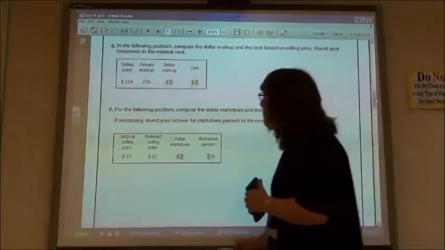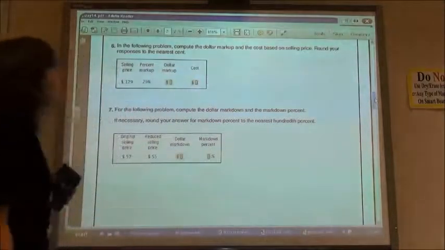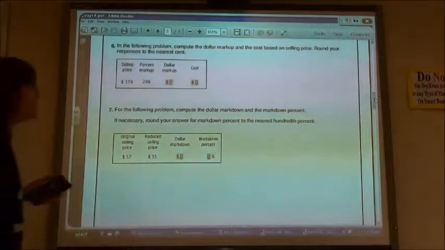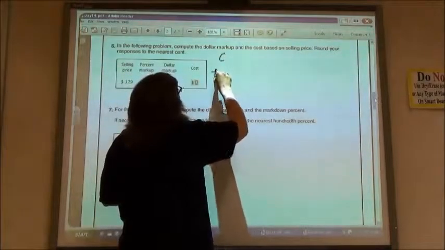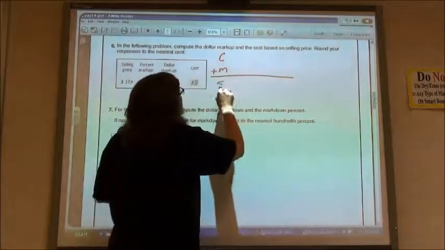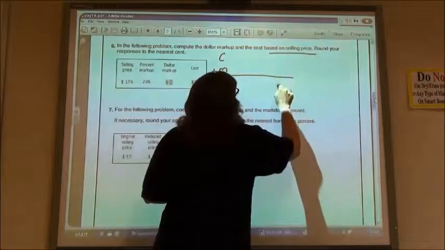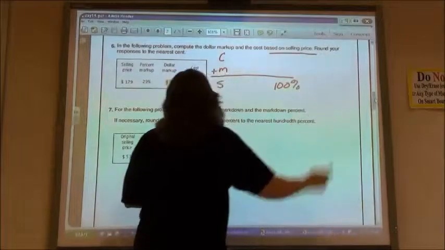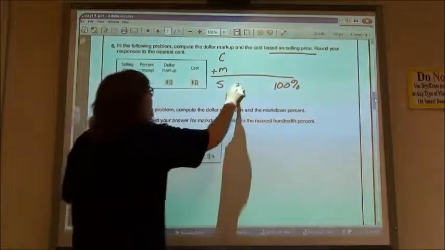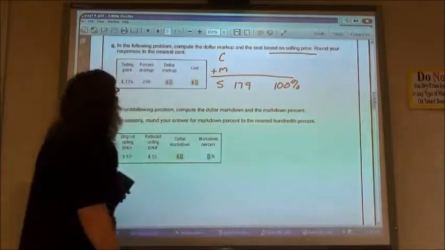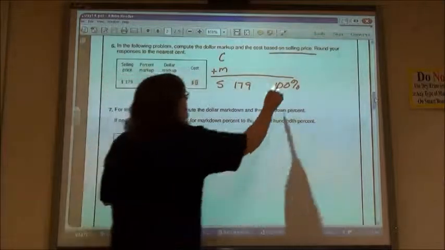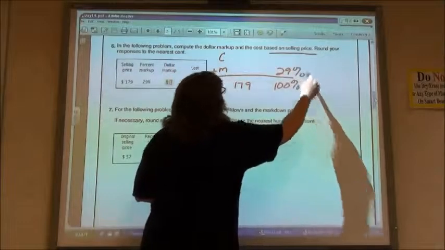Number 6 says, in the following problem, compute the dollar markup and the cost based on the selling price. So we know the cost plus the markup is equal to the selling price, and that we're basing it on the selling price. The 100% goes here. My selling price is $179, so I know my base. My percent markup is 29%.